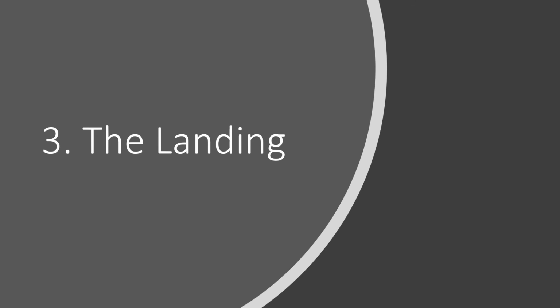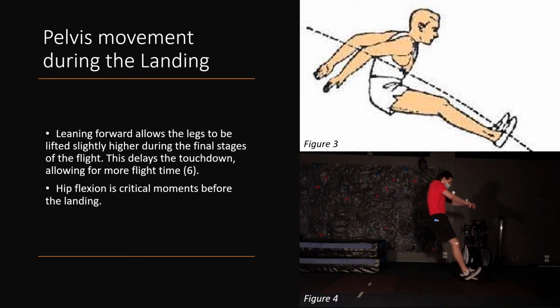The third and final stage of the long jump is the landing. The important variables for this part are hip extension, foot positioning, and shoulder flexion. A higher flight time will also increase the vertical velocity. A higher flight time can be achieved by tilting the pelvis forward or flexing the hip joint. This will move the legs up, which will increase the flight time as it delays the touchdown. In Figure 3, this is represented using a drawing. Figure 4 represents the jumper.